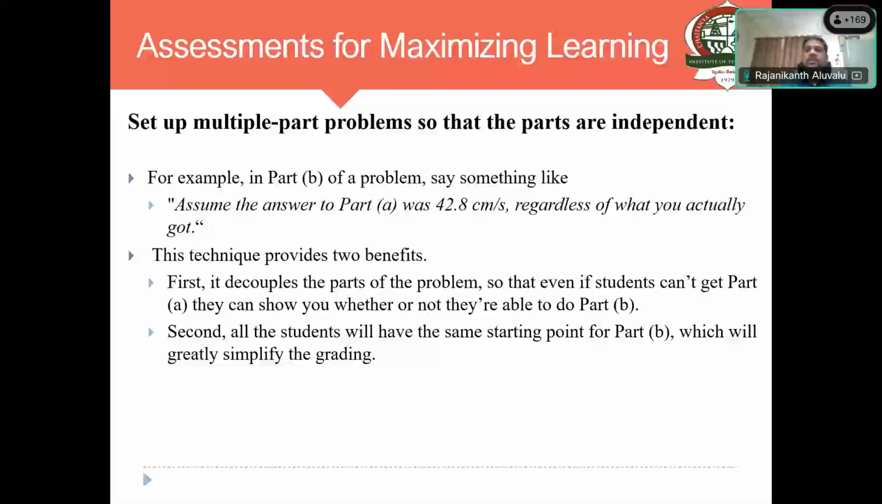It says that it was 42.8 centimeters regardless of what you actually got. So part B has to start from there. Whether he failed to answer part A or not, at least in part B he takes that particular data and starts implementing. This again motivates them.